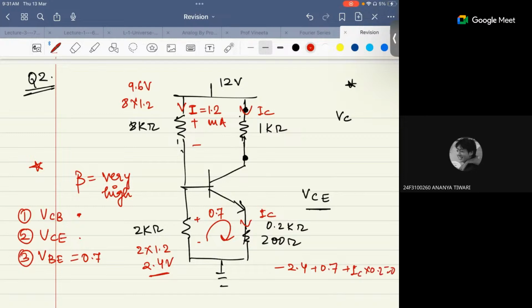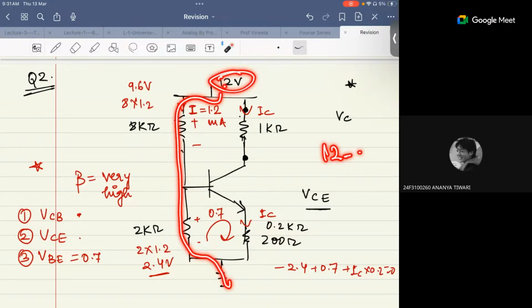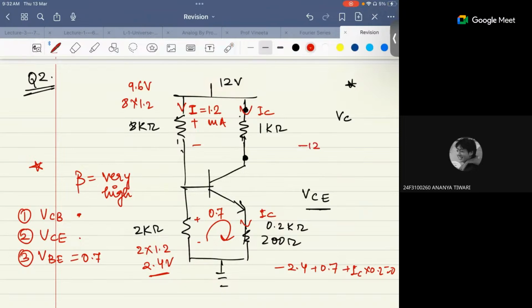Okay. So you have 12 volt, right? Using the loop, 12 minus 0 upon the whole resistance, R equivalent. R equivalent is 8 kilo ohm plus 2 kilo ohm, that is 10 kilo ohm, right? Or you can use the equation also: minus 12 plus 8I plus 2I equals 0, right? So 10I equals 12, I equals 1.2 milliampere.